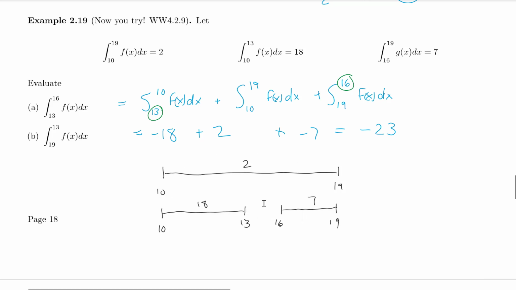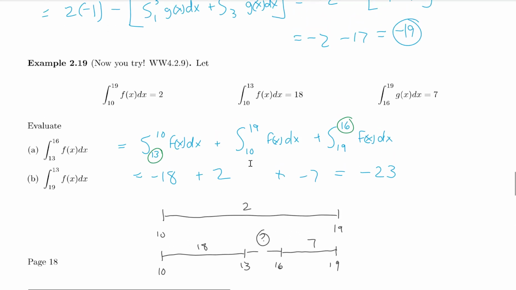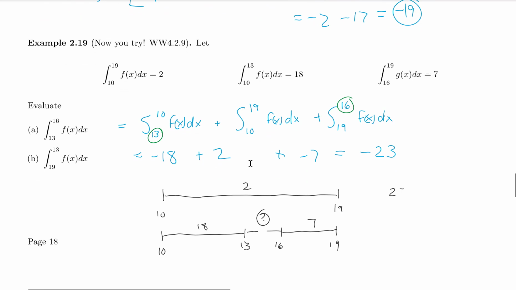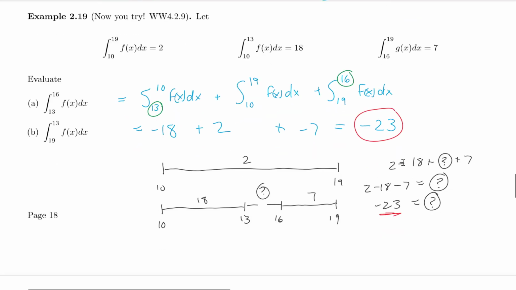So what I'm looking for is this integral from 13 to 16. Well, what number must go here in order for 18 plus that number plus 7 to be equal to 2? So we have 2 is equal to 18 plus some number that we don't know plus 7. So 2 minus 18 minus 7 is equal to our answer, and that is exactly going to give us negative 23. So a couple of different ways that we can think about that. But negative 23 is the answer that you need to get for part A.